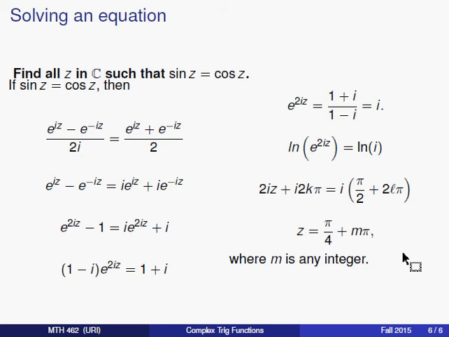Alright, now this is the answer. This is the set of all z for which the sine equals the cosine. You'll notice that interestingly, this only happens for real numbers. There are no imaginary numbers or complex numbers, non-real complex numbers, for which this happens. And it happens, again, at exactly the same place as the normal sine and cosine are equal, at pi fourths plus some multiple of pi.